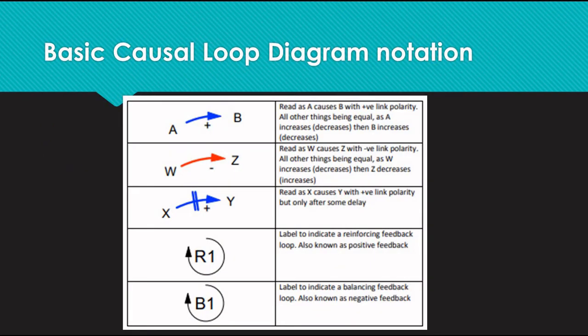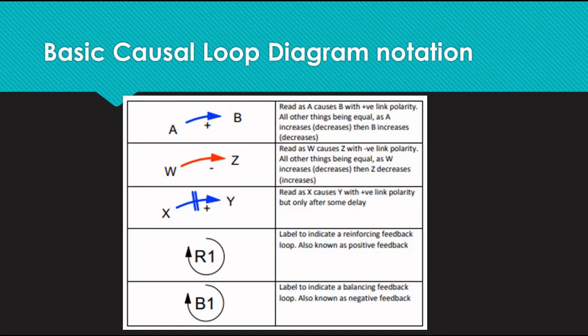This graphic represents the basic causal loop diagram notations. The first one is read as A causes B with positive polarity. This means, in layman's terms, that as A increases, B also increases. A classic example would be money in the bank. As your deposit increases, the money in your bank also increases.